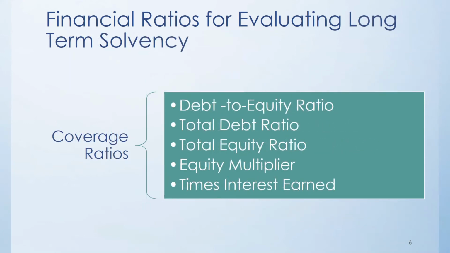The next ratio category is coverage ratios. These are the financial ratios for evaluating the long-term solvency position of the companies, focusing on the capital structure. Coverage ratios measure the company's ability to pay its financial obligations. Specifically, can they pay the creditors and investors who have provided resources to the company? There are various ratios under this classification, for example, debt to equity ratio, total debt ratio, total equity ratio, equity multiplier, times interest earned ratio.